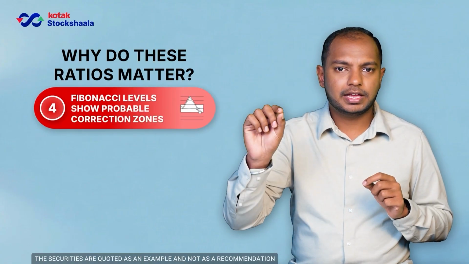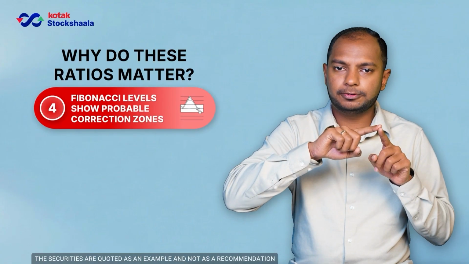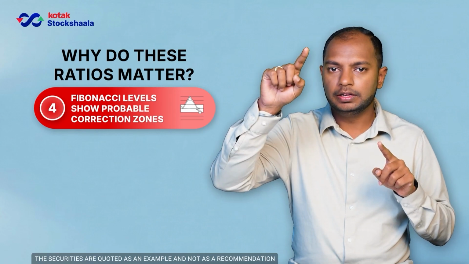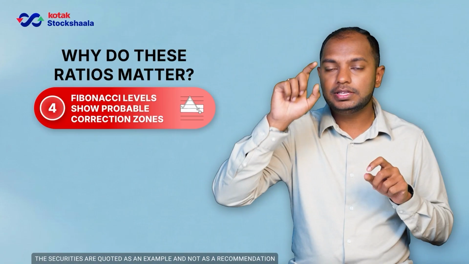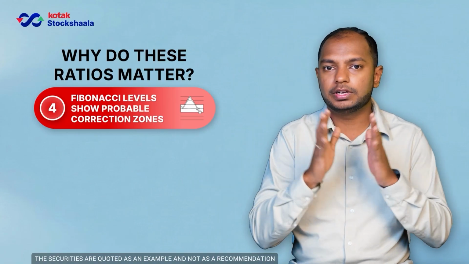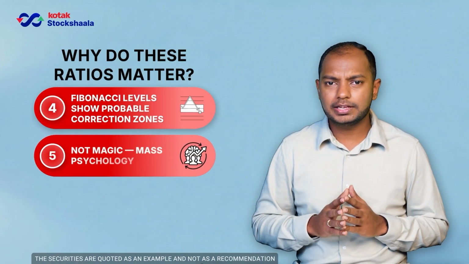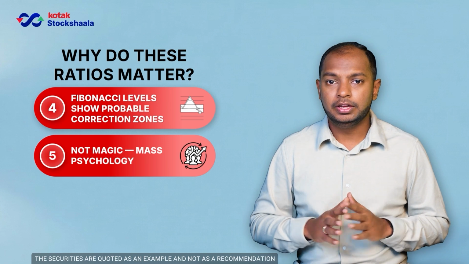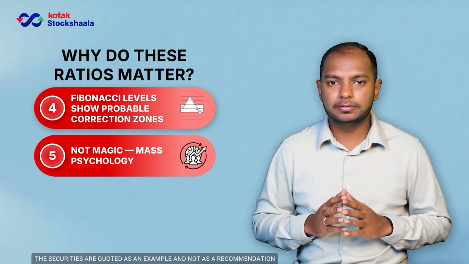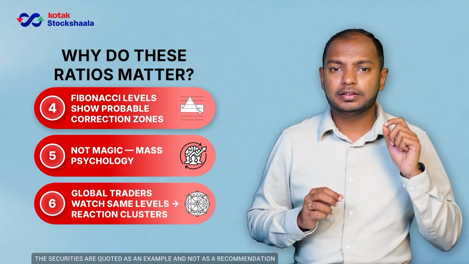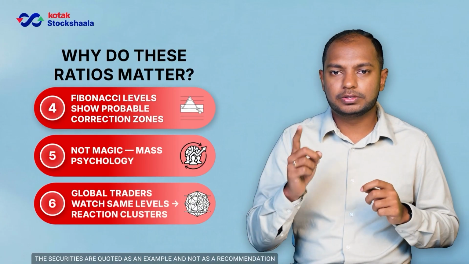Whenever these retracements happen, let's say for example the price has moved from 500 to 520. Now we want to know how much it will come down before moving up again. This can be identified using Fibonacci ratios. It's not magic, it is mass psychology, because traders across the globe will be following these ratios and these levels, and that is why the reactions tend to cluster around these zones.